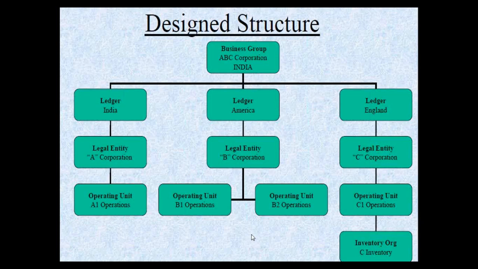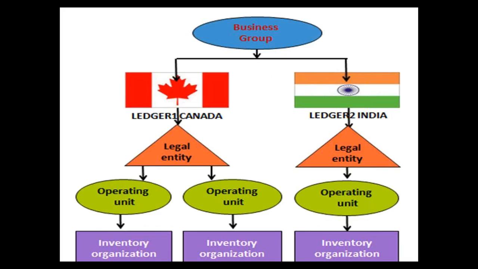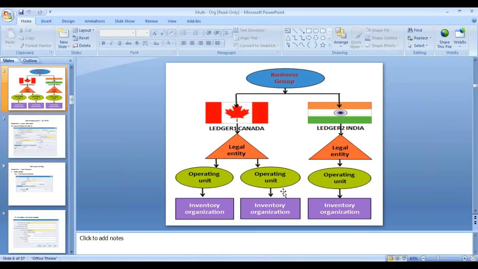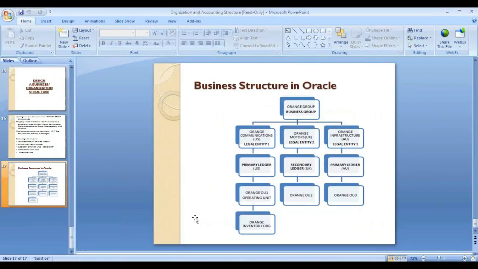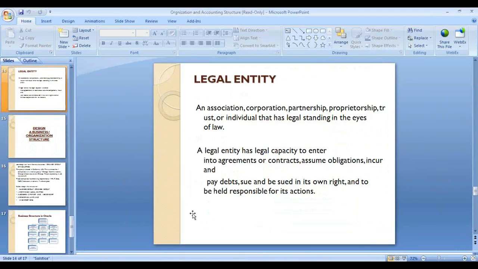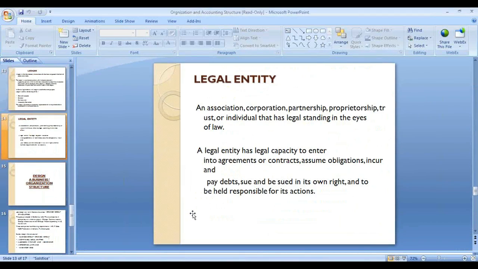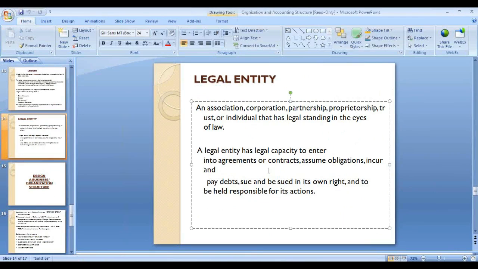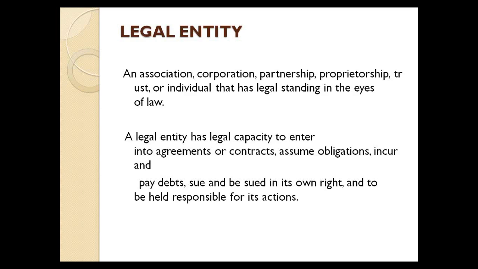I'll show you more about legal entity so you'll get more clear. This is Multiorg. This is another structure where you have a very small example. One legal entity, you have a ledger, legal entity, operating unit, and inventory organization. It's an association, partnership, or a proprietorship. It's a legal obligation to take care of the legal obligation to pay your debt.